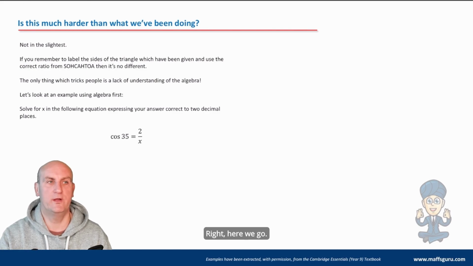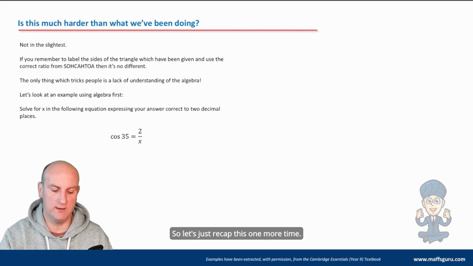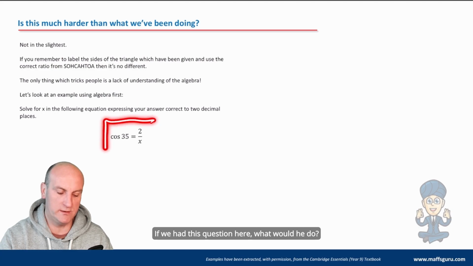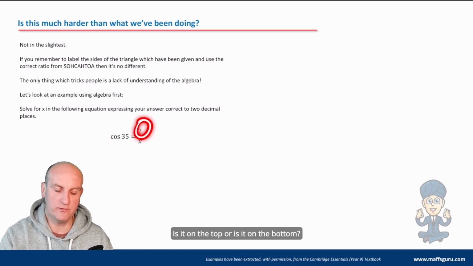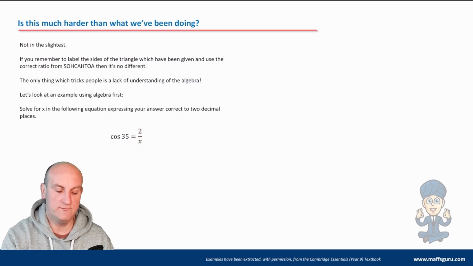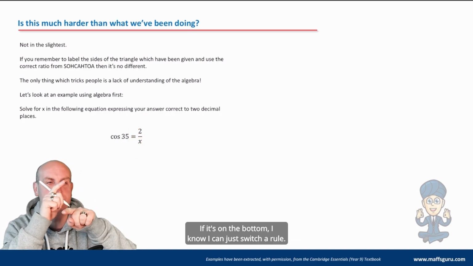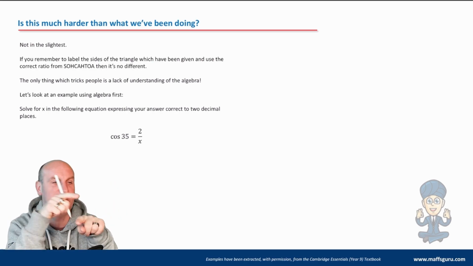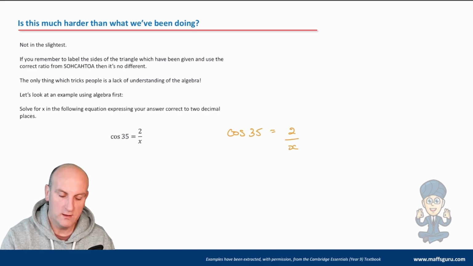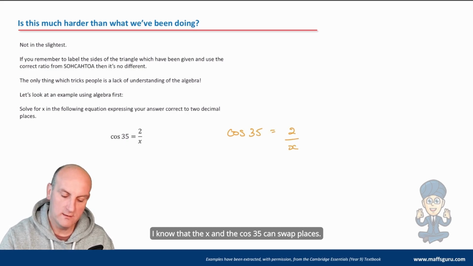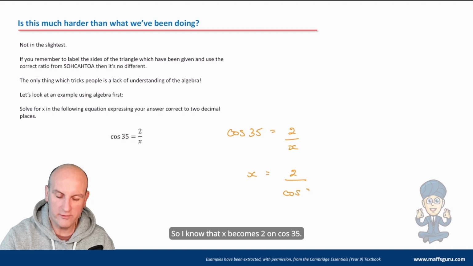Right, here we go. So let's just recap this one more time. If we had this question here, what would we do? Well, what I would be doing is saying, where is my x? Is it on the top or is it on the bottom? If it's on the bottom, I know I can just switcheroo. So where I start with cos of 35 is 2 on x, I know that the x and the cos 35 can swap places. So I know that x becomes 2 on cos 35.